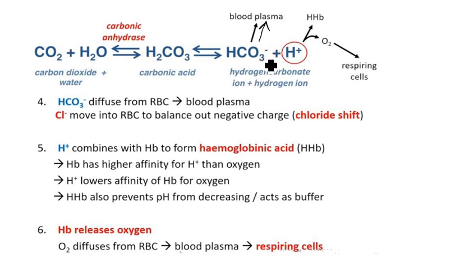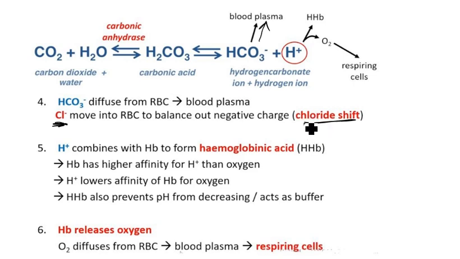At this point the charges are not balanced anymore because the negative charge is out, so we need to balance it up. That's why we have the chloride ion coming in. Chloride ion will move into the RBC to balance out the negative charge.